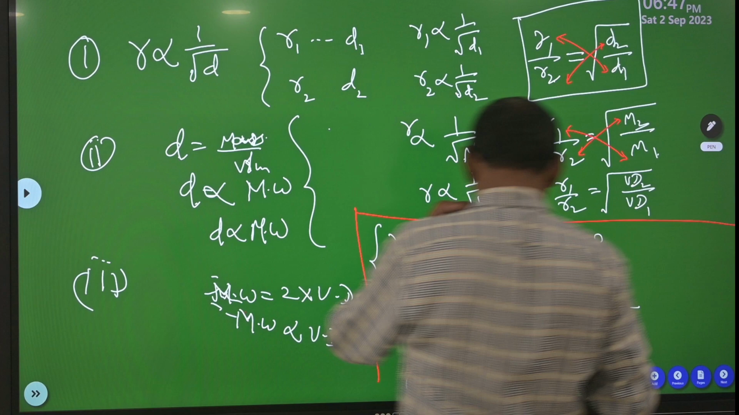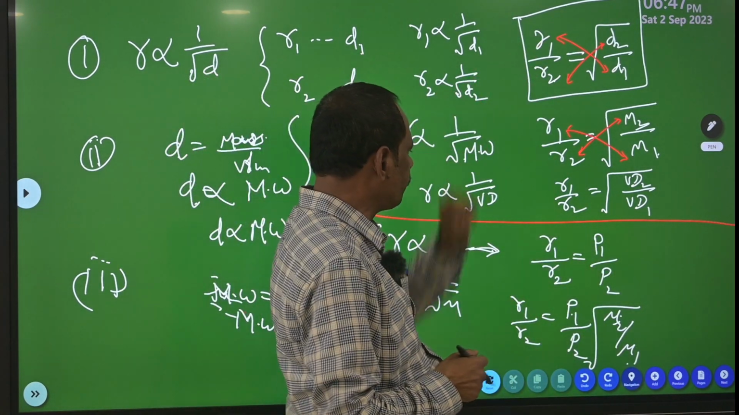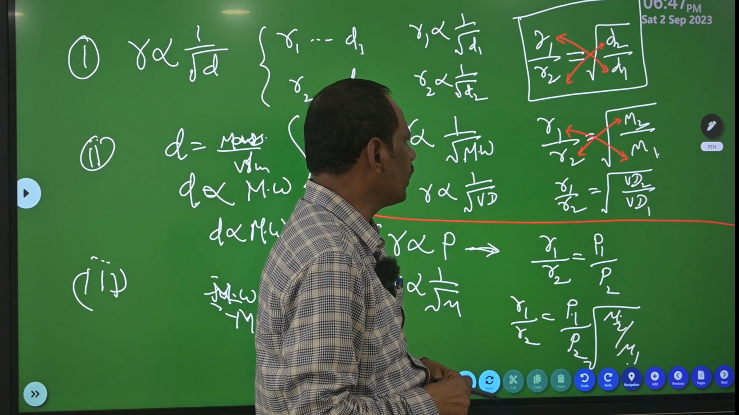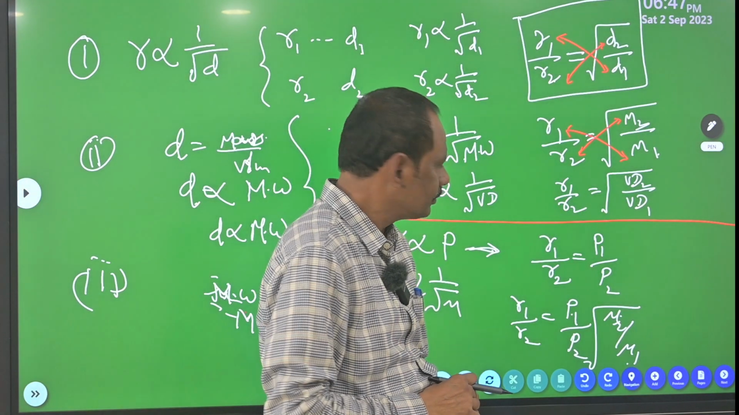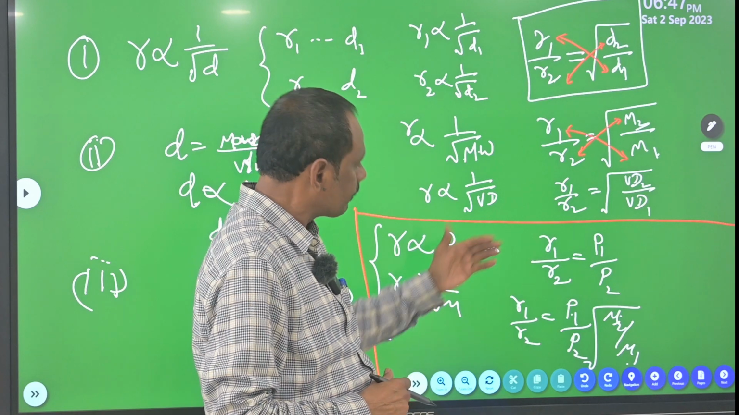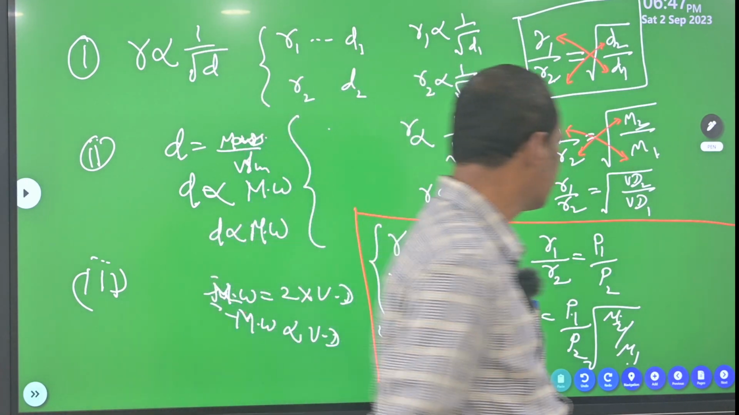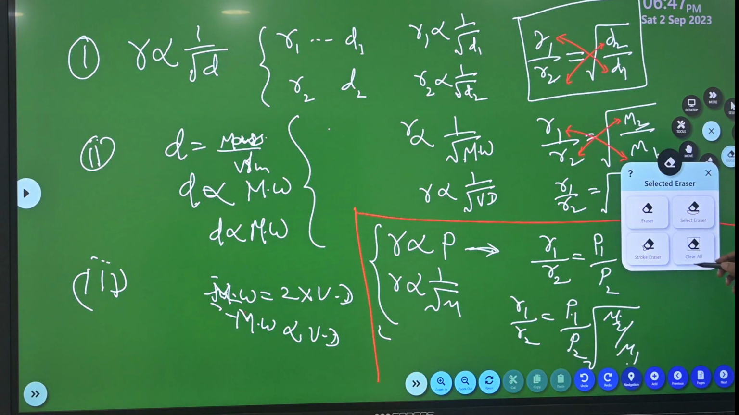So remember these. R1 by R2 is equal to root of D2 by D1. R1 by R2 is equal to root of M2 by M1. R1 by R2 is equal to root of T1 by T2. R1 by R2 is equal to P1 by P2. R1 by R2 is equal to P1 by P2 into root M2 by M1. Coming to the next formula.